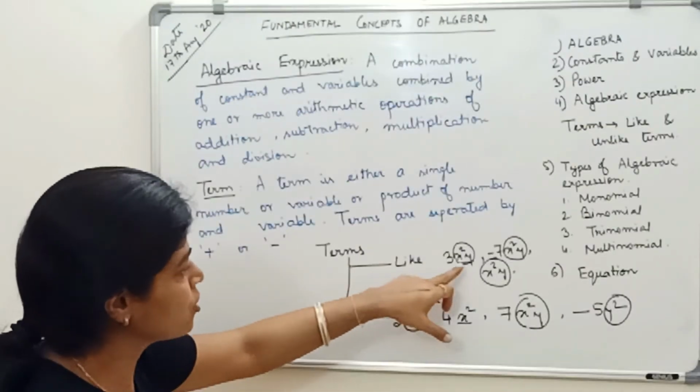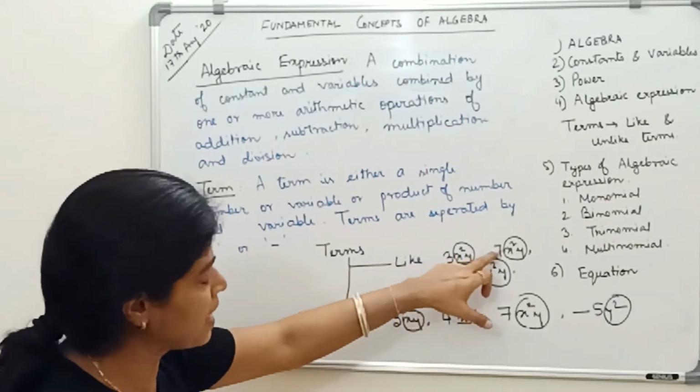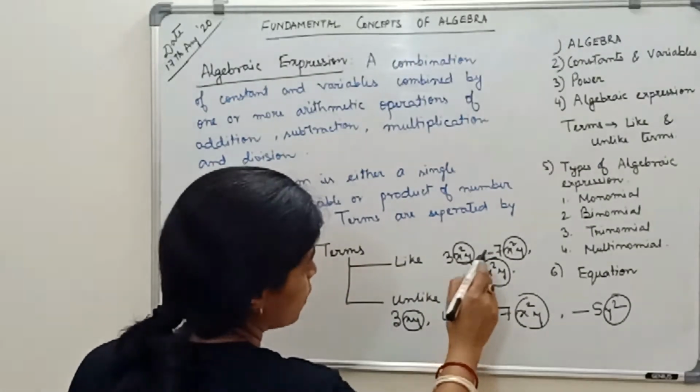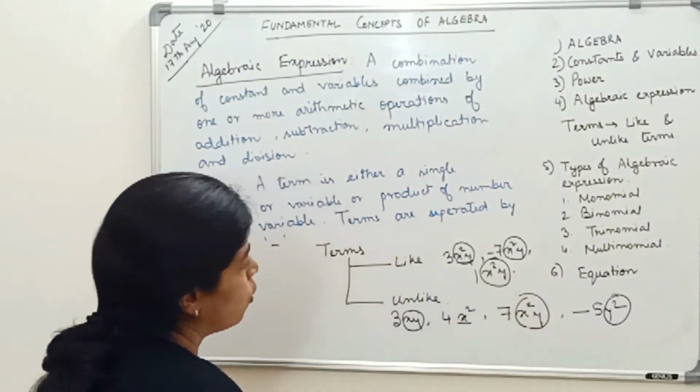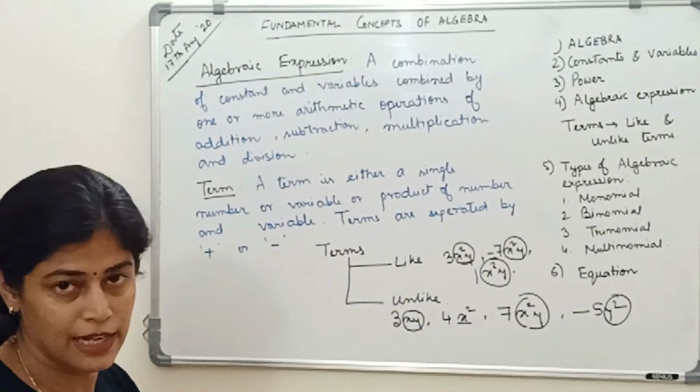And when the literal coefficients are the same and the constants are different, 3, minus 7, and here it is nothing, meaning 1, so x square y, x square y, x square y, all are x square y. So these all are like terms and these are unlike terms.